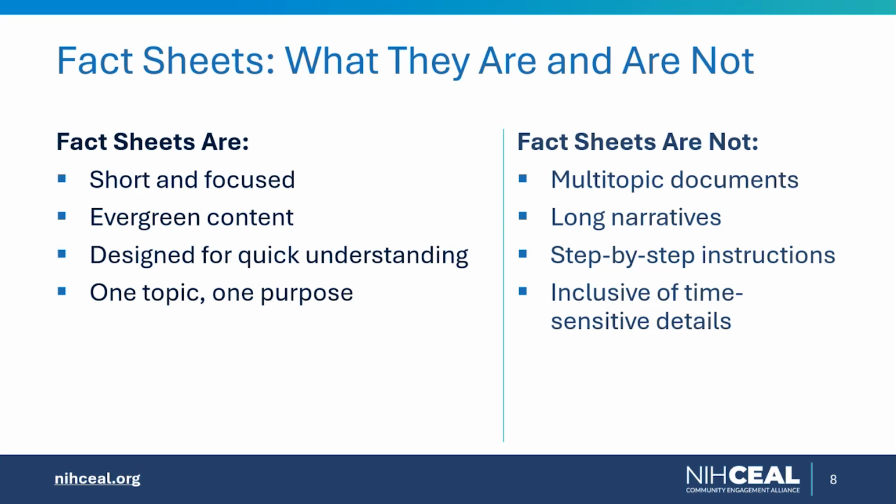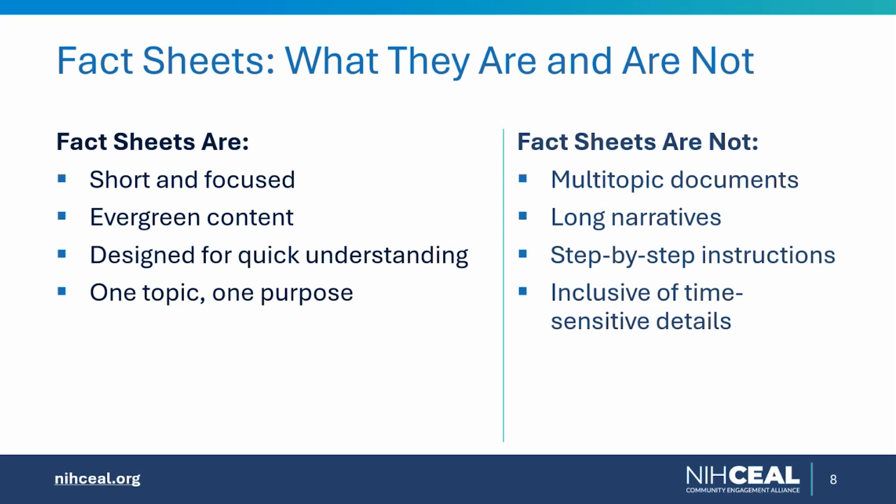Fact sheets are short and focused. They typically include evergreen information that doesn't change often. They are designed to help people understand a single topic quickly. They have one topic and one purpose. And they are usually limited to 1 to 2 pages. Think of fact sheets as a resource that has top-line information about your research or program.